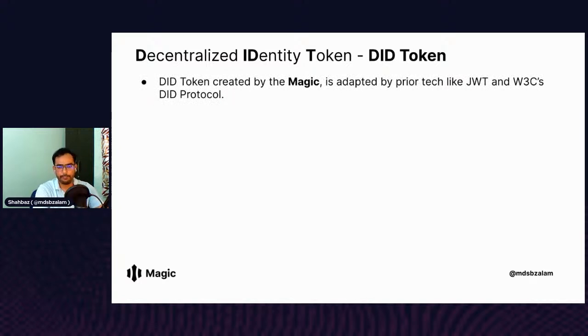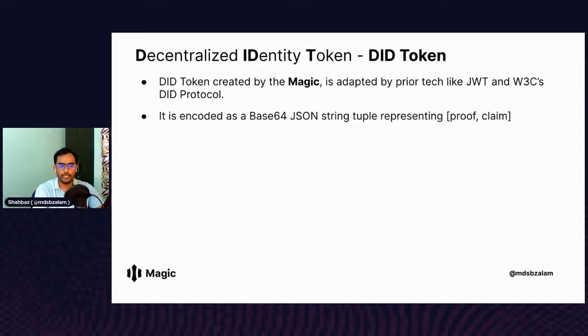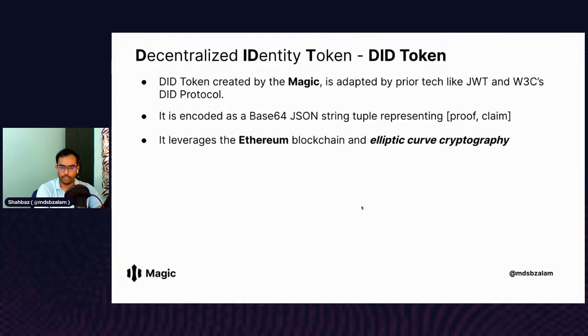DID token created by Magic is adapted by prior tech like JWTs. I'm pretty much sure that you would know about what is JSON Web Token. It's similar to that, but it has adapted from that and also used W3C's DID protocol. It is an encoded base64 JSON string tuple representing proof and claim. It leverages the Ethereum blockchain.